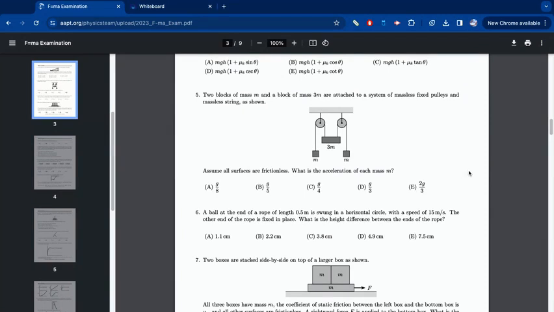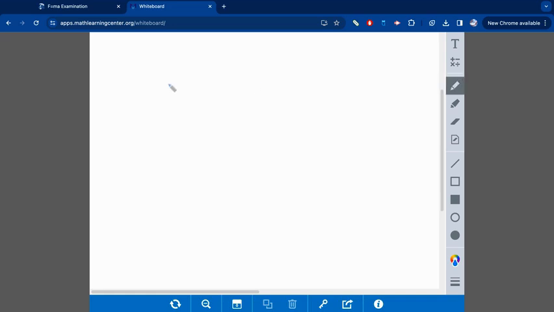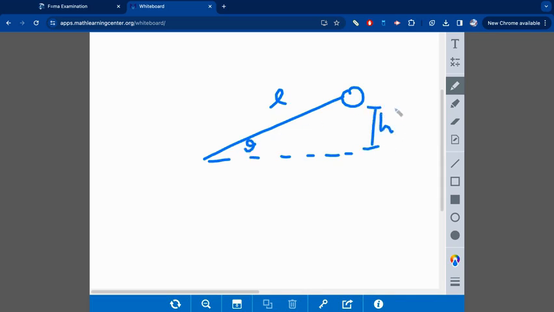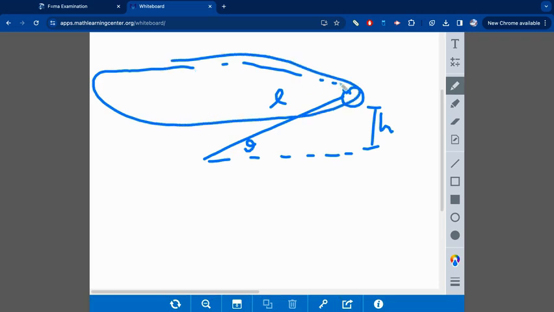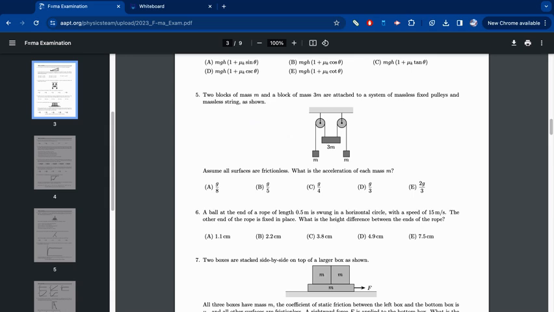Okay, moving on to problem number 6. So you have a ball at the end of a rope of length 0.5 meters that's swung in a horizontal circle with a speed of 15 meters per second. And you want to know the height difference between the ends of the rope. So I have this ball, this length L, let's say this is theta. You'll find this height H. And you know that this ball is moving in a horizontal circle with speed V. And you're given the speed, you're given L, and that's it.